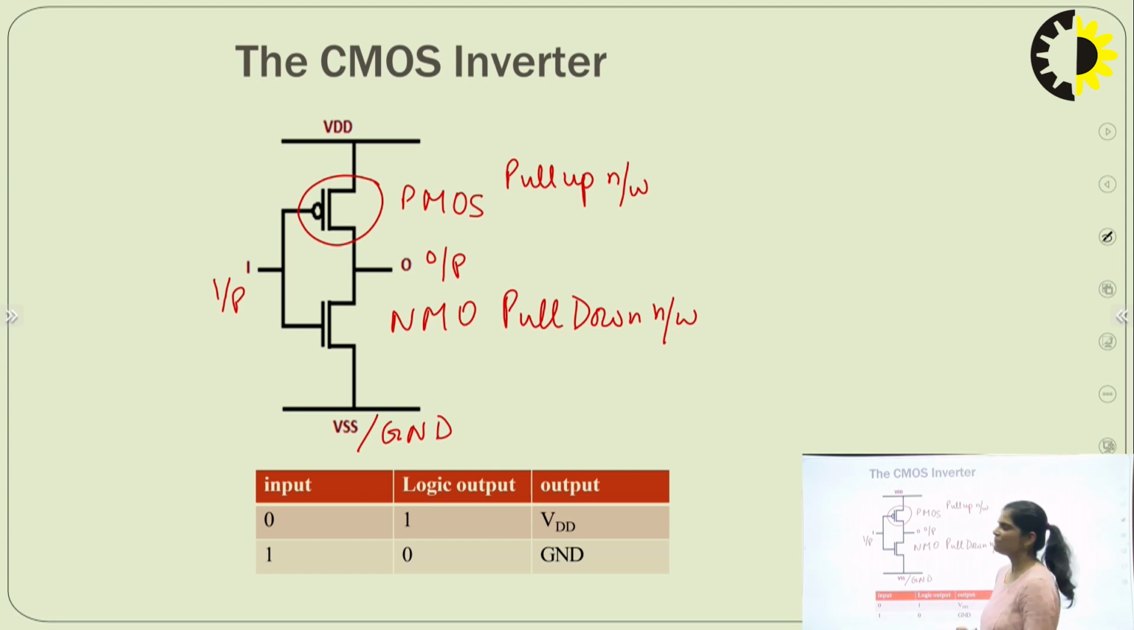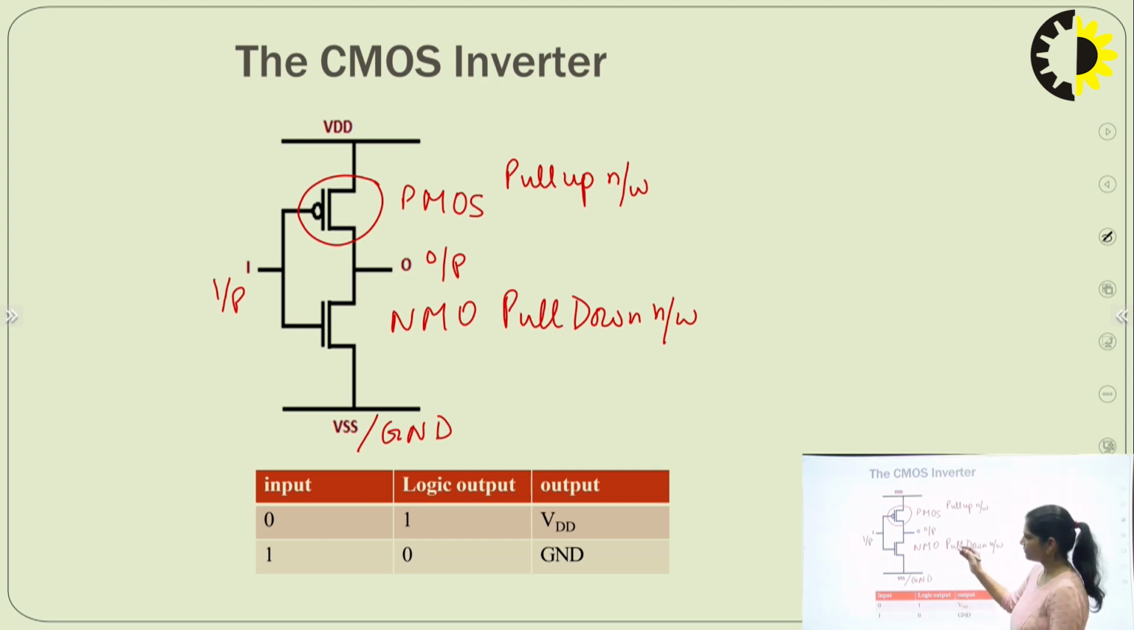For the CMOS inverter, if we give input 1, the output should be 0. If the input is 0, the output should be 1. So this is the truth table of the CMOS inverter. Here we give input 0, the output is connected to VDD, so the logic output is 1. Here the input is 1, the output should be 0, and it is connected to ground.